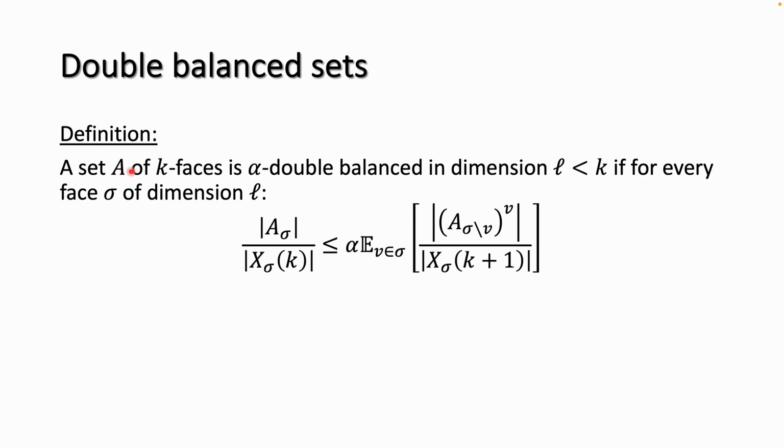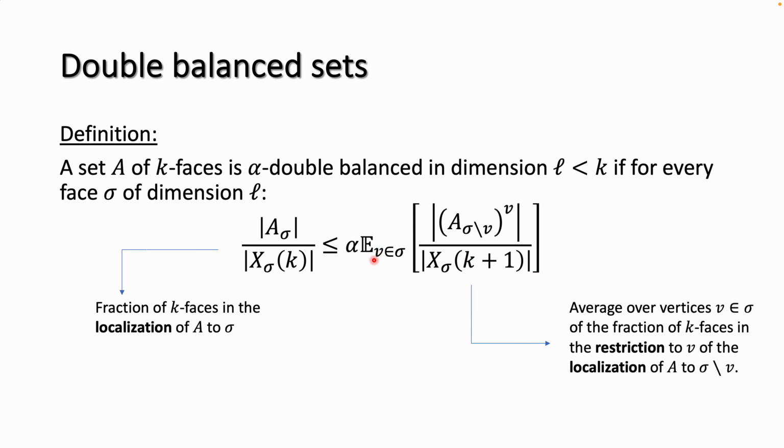So we say that a set of k faces is alpha double balanced in dimension L if for every face sigma of dimension L we have this inequality. So again, we look at the fraction of faces in A in the localization of A to the face sigma, but we want it to be bounded by this quantity. So let's think of it. First, the left-hand side is what I said, the fraction of k faces in the localization of A to sigma, and this thing.